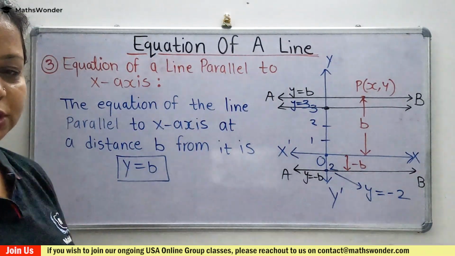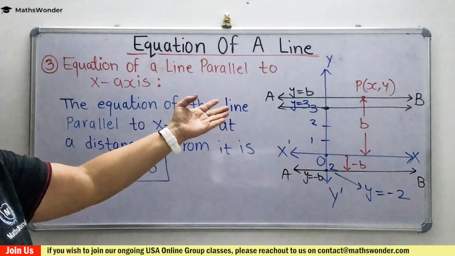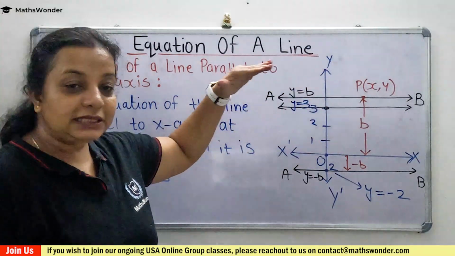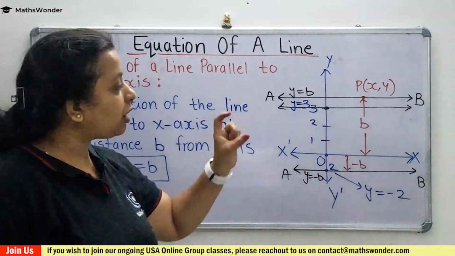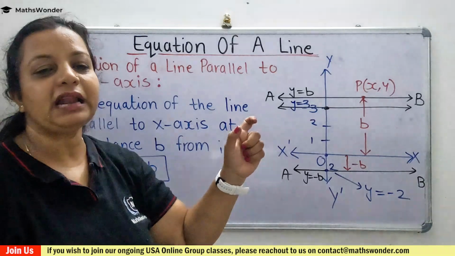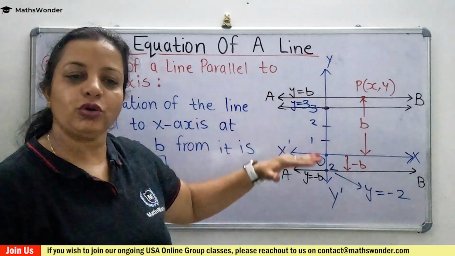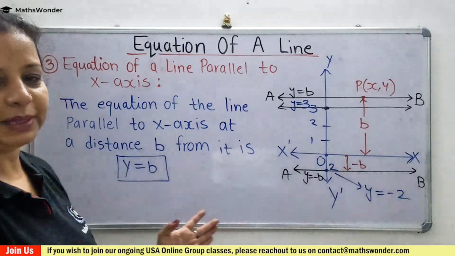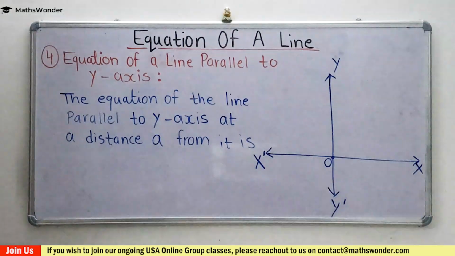Perfectly? Any confusion? Equation of a line parallel to the x-axis. So check the parallel line at which point, according to the point you will write your y. If it's above the x-axis, then positive; below the x-axis, negative. Simple. Okay? Now come to the next part of this.